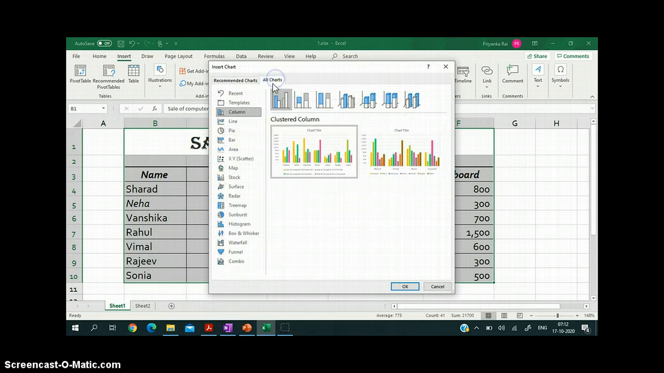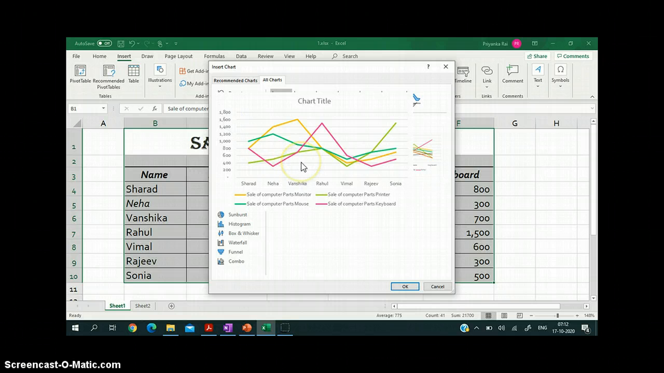Now the next type of chart is line chart. This is a line chart. So line chart can display continuous data over a period of time. As you can see, this is a line chart and it is continuous data over a period of time set against a common scale. Like if I have to show the sale of computer parts, it is a continuous process. Every day a few parts are being sold. So the line chart shows the data which is continuous in nature and on a common scale.